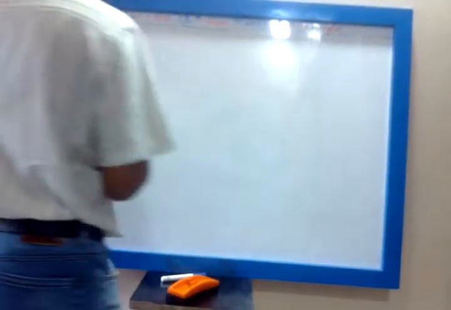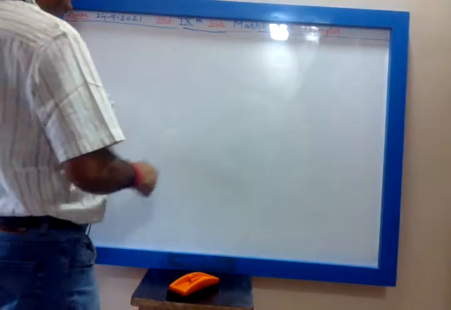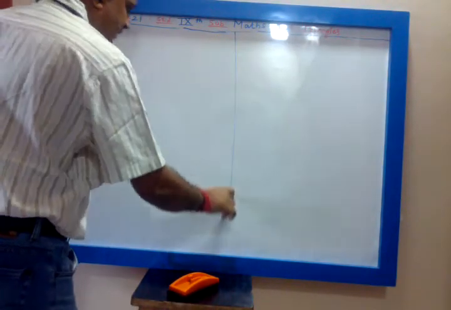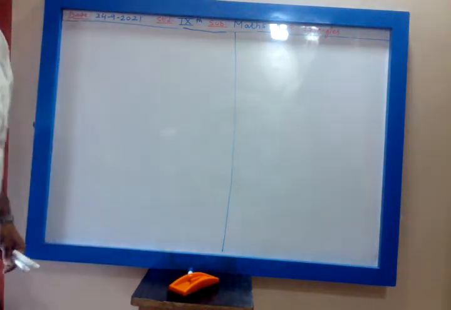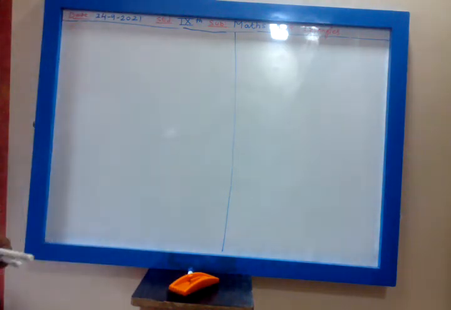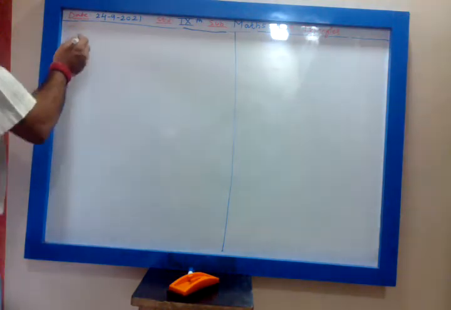SSA is there. No. AAS is there, or ASA is there. SAS is there. But there are no two sides together. Okay, let's do the second question.